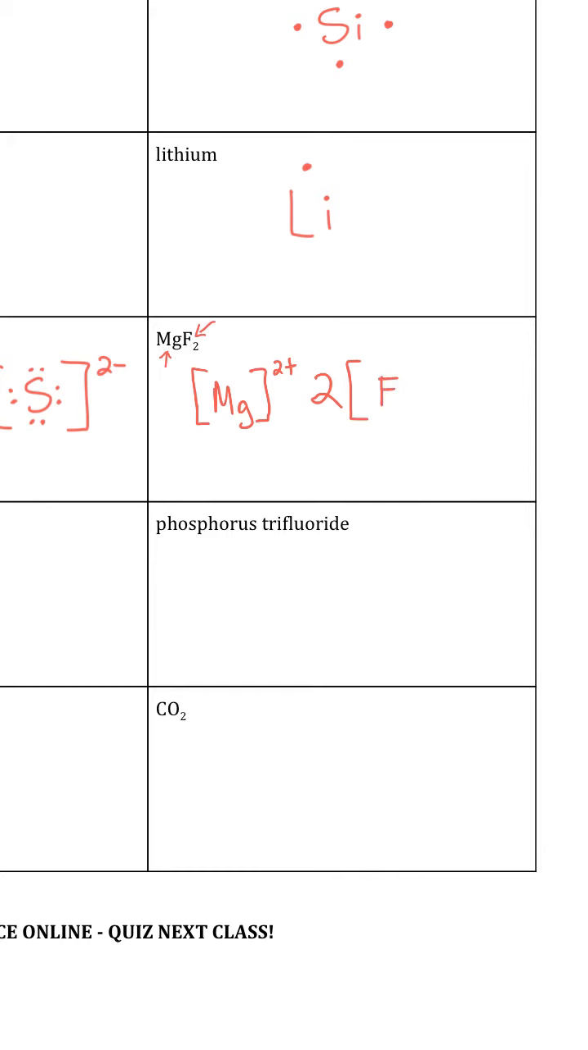So these 2 fluorines, each fluorine will take 1 electron away from magnesium. That's why magnesium has no electrons around it. The Lewis structure for fluorine has 7 electrons around it, plus 1, then you have 8. So each fluorine takes 1 electron, two of those will take 2 electrons. So that is the Lewis diagram for MgF2.